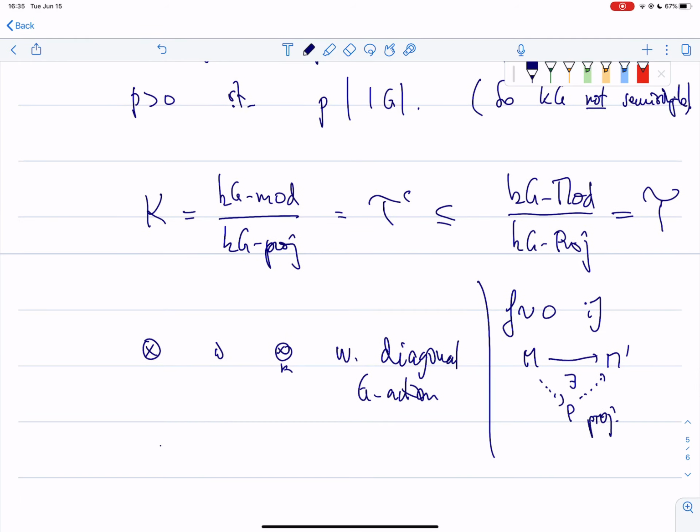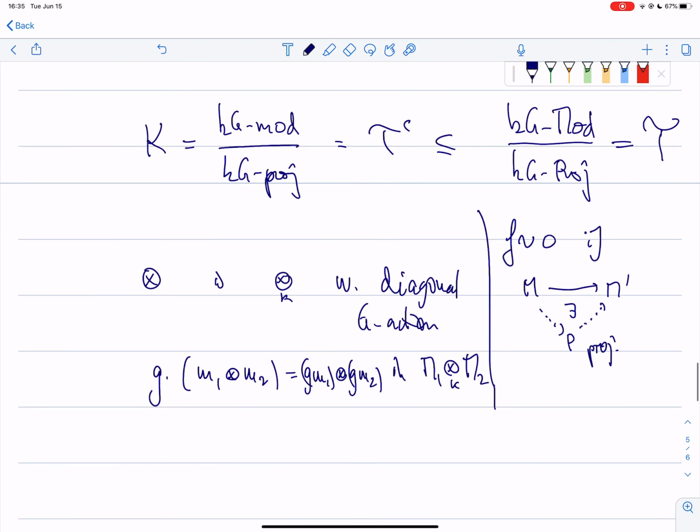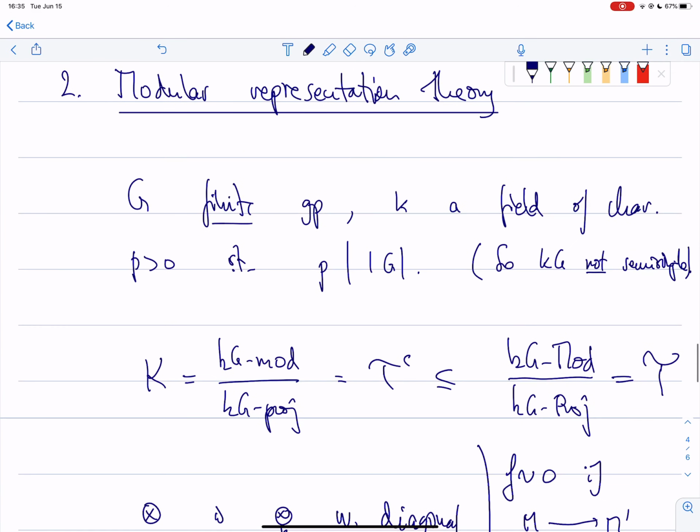So it means that you define g on M1 tensor M2 in M1 tensor over K. M1 and M2 are KG-modules, so you just multiply the first one and you multiply the second one. This tensor product is nice because, as a consequence of the Frobenius result, it passes to this quotient. If you tensor a projective with any other module, it stays projective. And so these quotients have a tensor structure, and they are tensor-triangulated categories. The tensor is compatible with the triangulation.